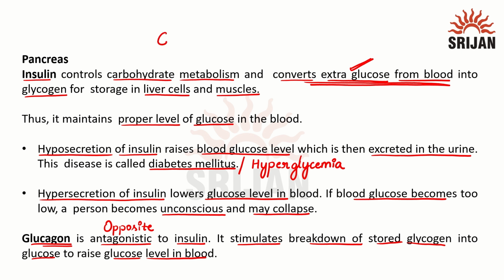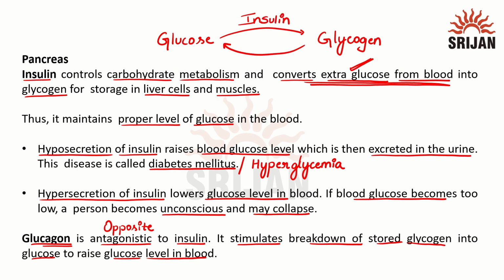So basically we have a chemical reaction where glucose will be converted into the storage form, that is glycogen, and this is mediated by a hormone, that is insulin. And the opposite occurs with the help of a hormone known as glucagon. So here we have to keep in mind: glucagon is the hormone, glycogen is the stored food material.